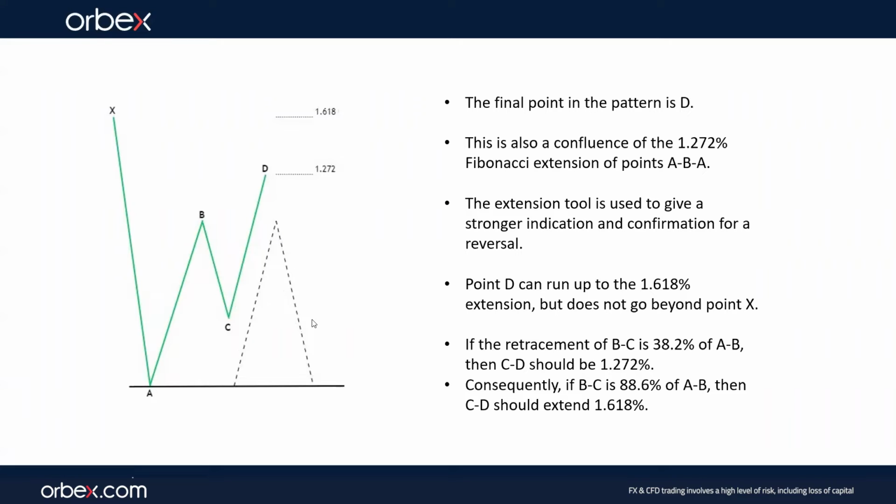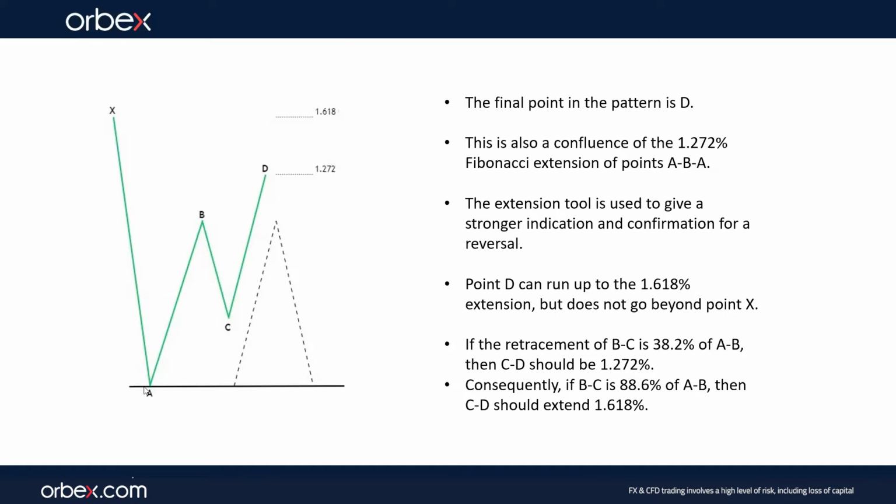And I'll show you all this on a live platform shortly. I just wanted to get the basics out of the way just to show you more details. So ABA, and then we have also an extension of 1.272 on the Fibonacci extensions. The extension tool is used to give a strong indication and confirmation for reversal. So it's like a double whammy.